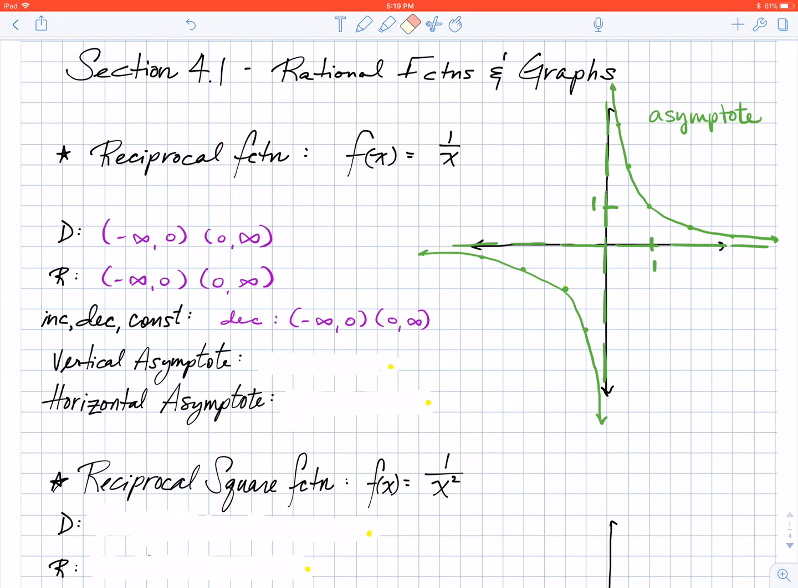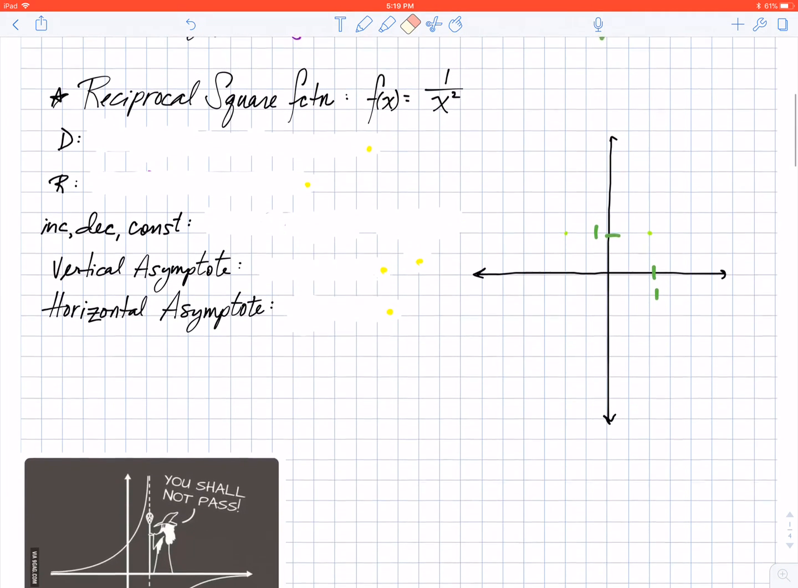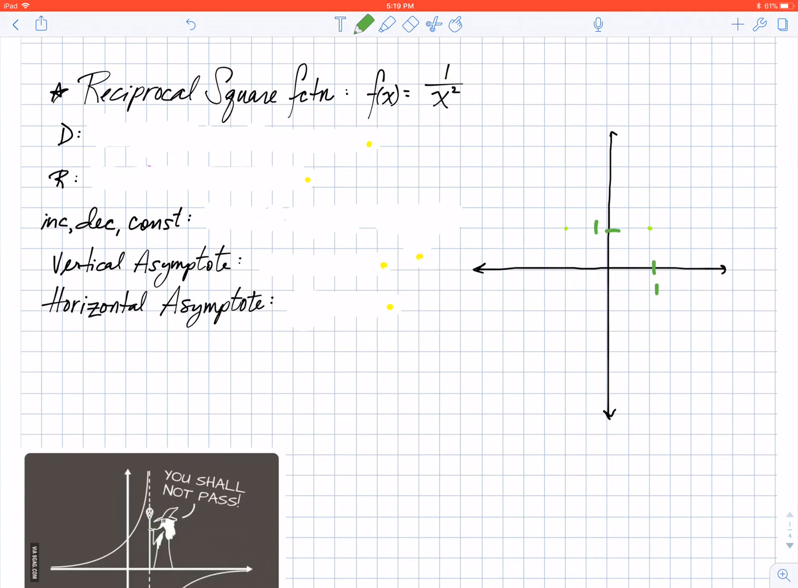My vertical asymptote is going to look like the equation of a vertical line, which is going to be at x equals 0. My horizontal asymptote will look like the equation of a horizontal line, which is going to be y equals 0. So let's go through then and do the same thing for our reciprocal square function. So if I again take a look at my original equation, I have 1 over x squared. I cannot have 0 on bottom, so that's going to cause my vertical asymptote at x equals 0. I'm going to go ahead and write that one down.